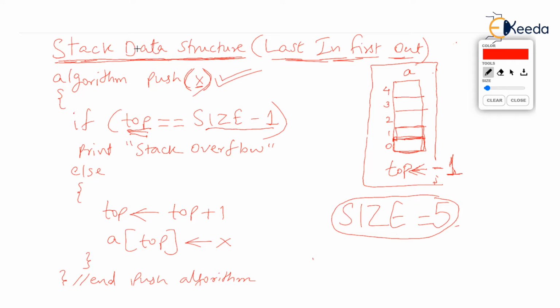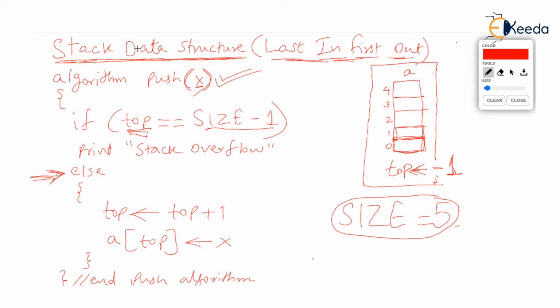But currently you observe the diagram of the stack, top is -1. So the condition is false. Top is really not equal to 4. So we land in else and we will proceed to push the value 10 in the stack. See how easy is this else portion. There are hardly two statements.